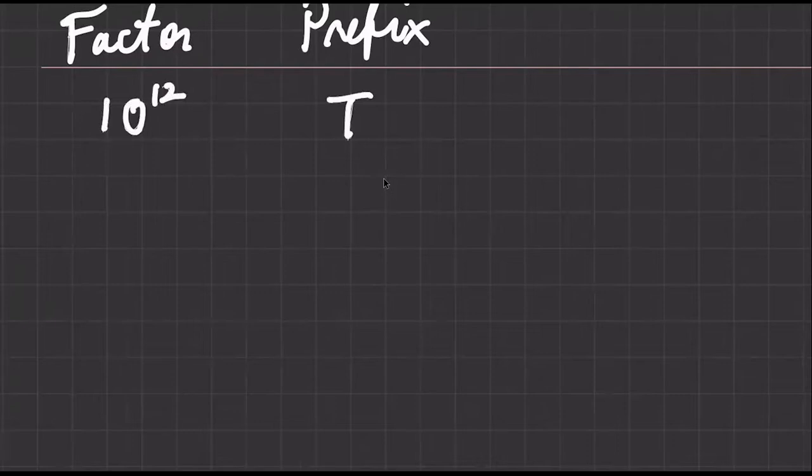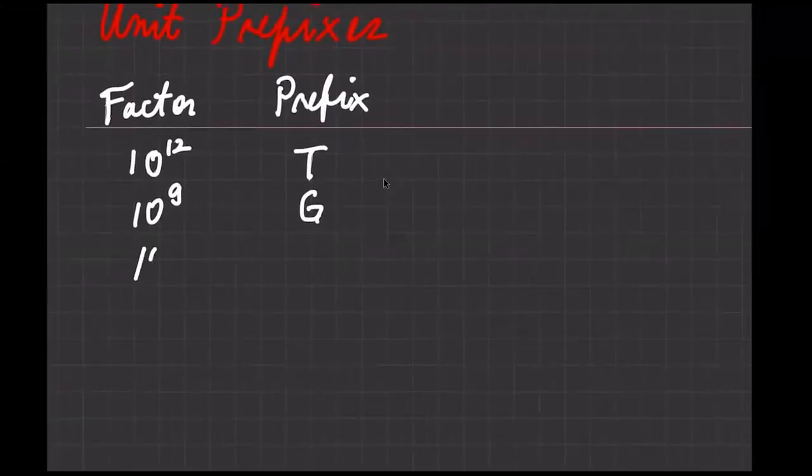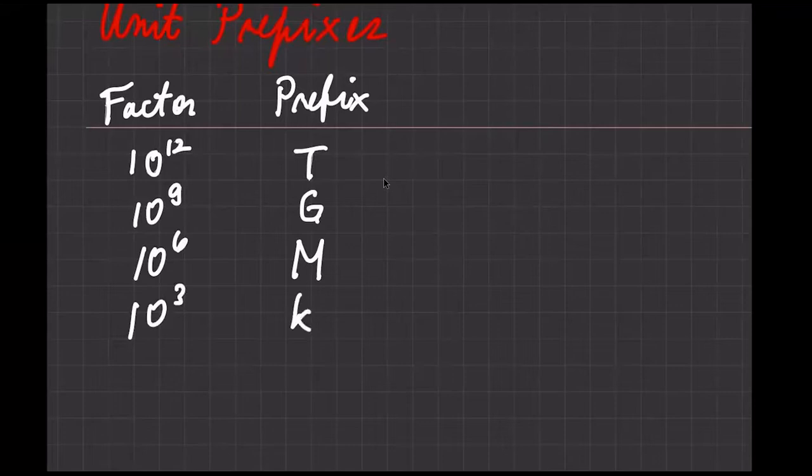If the quantity is in the range of 10 to the 9, we call it giga, capital G. For quantities that are 10 to the 6, what do you think? It's mega. For 10 to the 3, it's kilo, K. And so we have the basic one: 10 to the 0 is 1.